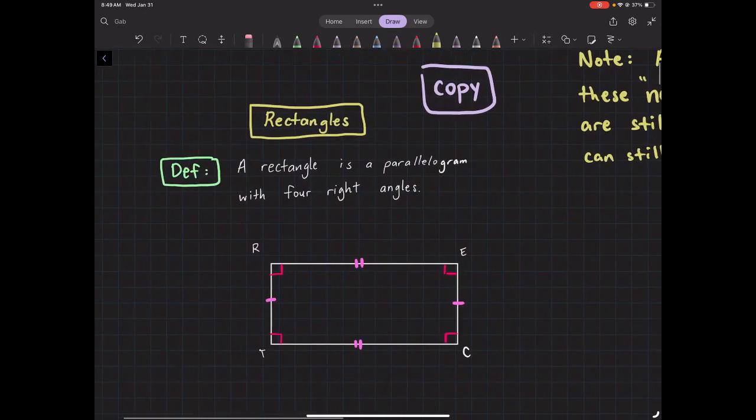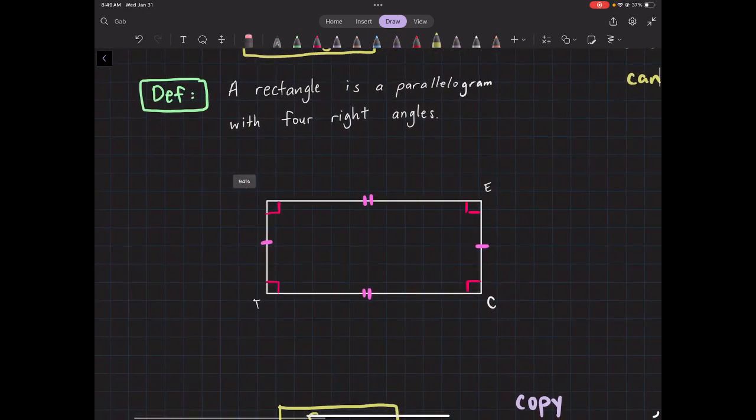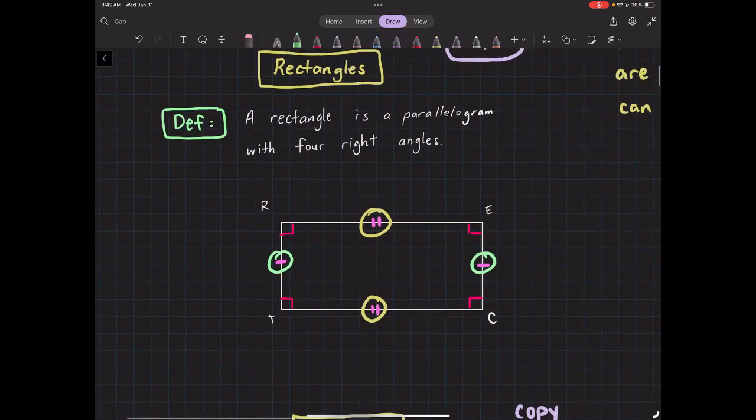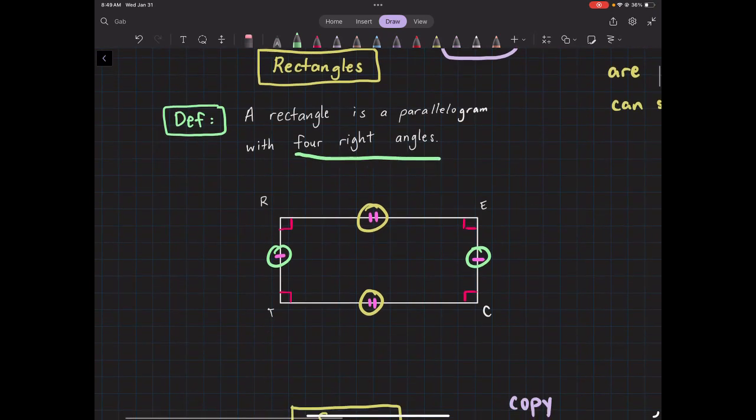The first one we'll talk about is a rectangle. You guys should know this one. There's four right angles, right? And then the opposite sides are going to be congruent. Okay, that's the main trait. So these two have to be congruent, and these two right here are congruent. That's all. But you got to make sure that there are four right angles in this thing.